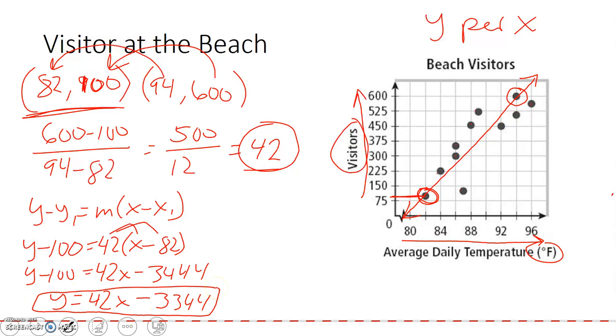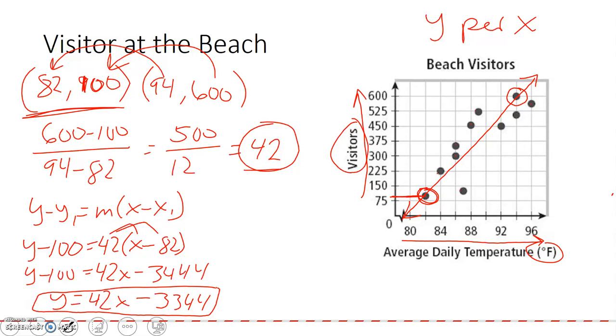Now, the y-intercept here is kind of an interesting one, because that would mean that if it's 0 degrees outside, our y-intercept would be that negative 3,344 people go to the beach. So obviously that's not plausible with our situation.